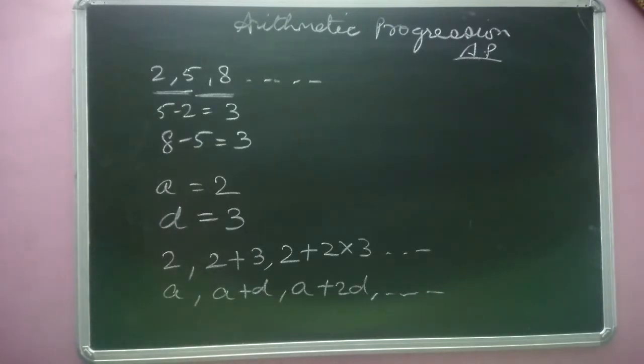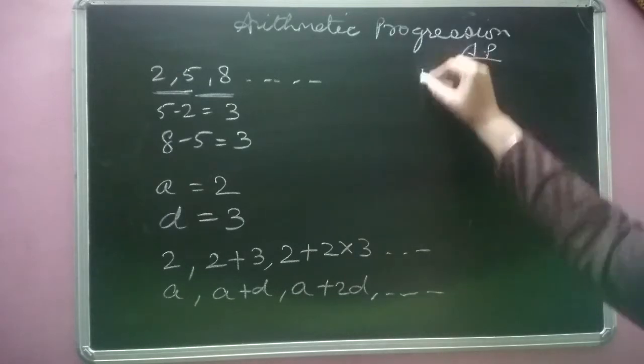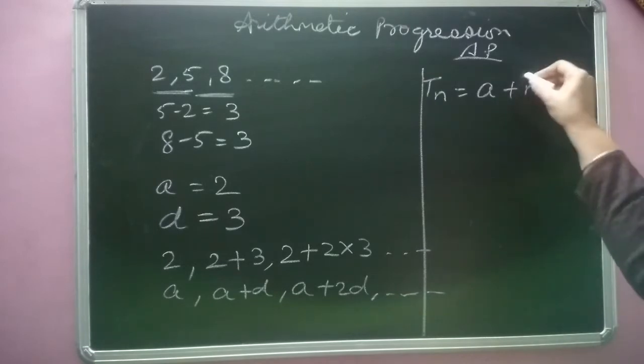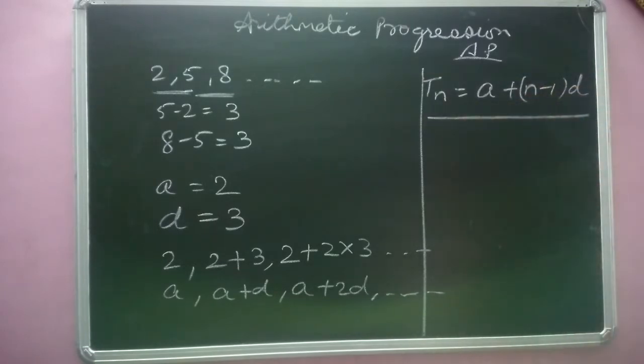But if we want to find only one particular term in an AP, we have a formula. Tn equals to A plus n minus 1 into D, where Tn is the term, A is the first term, n is the number of the term which has to be calculated, and D is the common difference. So in today's exercise, we will do questions based on this formula.